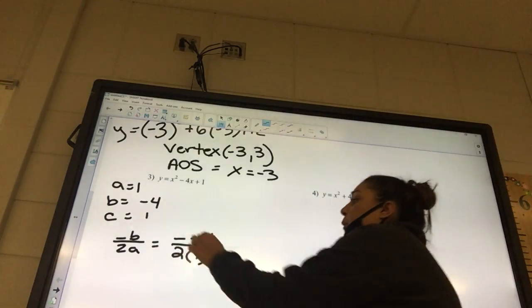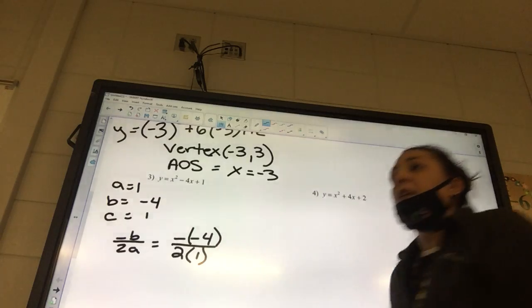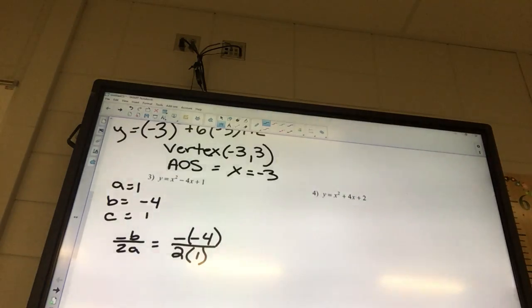Really you can put parentheses around it. If your calculator says something funky, like a syntax error, put parentheses. Okay, so you're going to type all that in and see what you get.